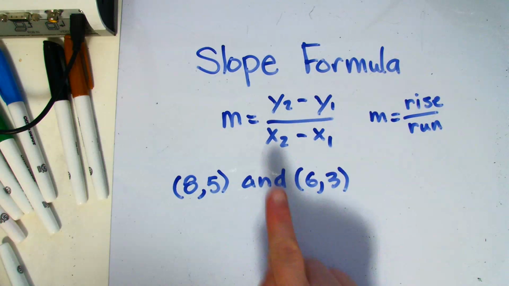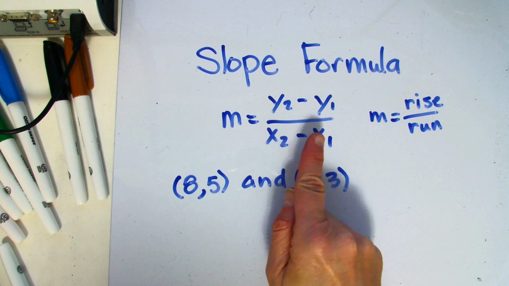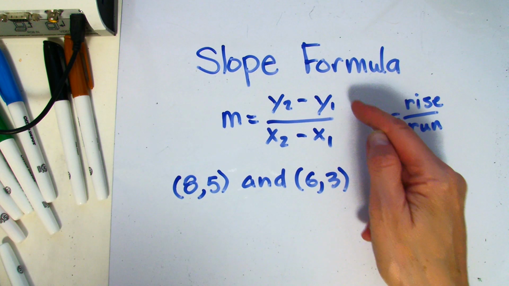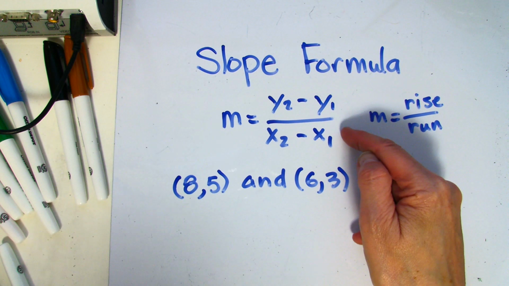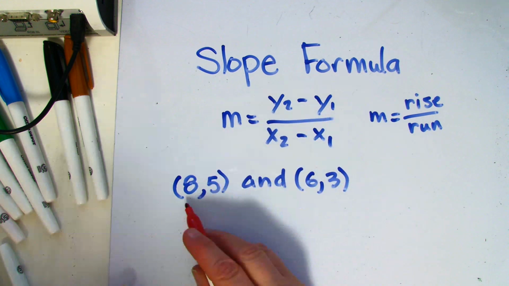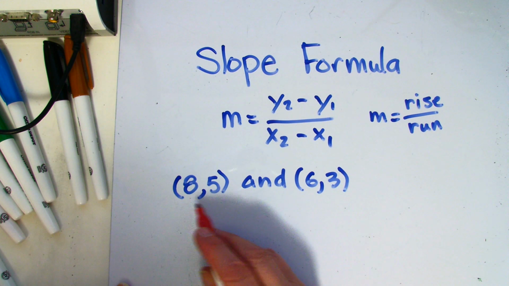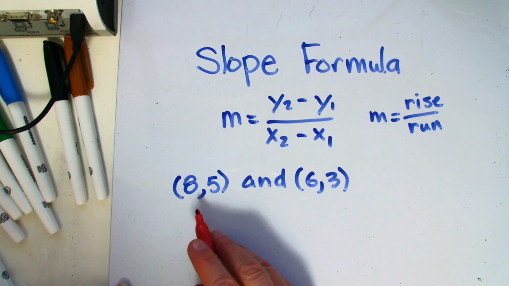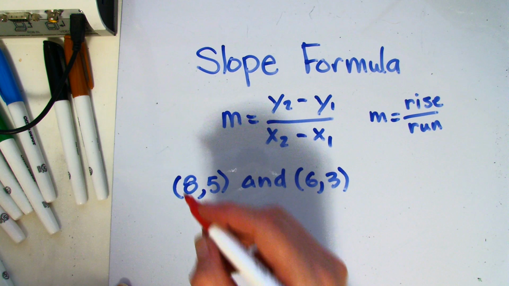Now I'm going to go over what these letters mean, but basically this is the change in y over the change in x. And so let's get into this. Hopefully you'll get the hang of it. We'll do two problems. So first off, we have 2 points. This is point 1 and point 2. And we know that each point has an x value and a y value.